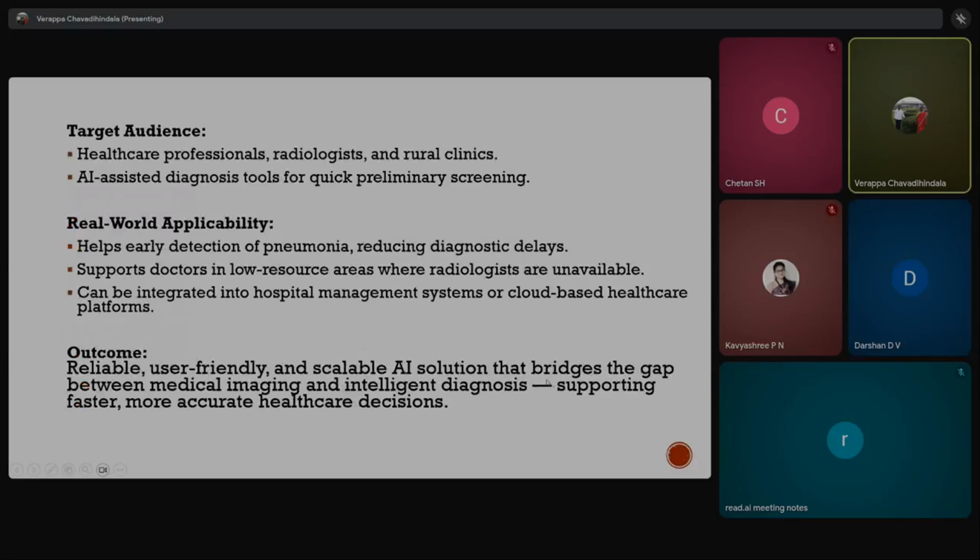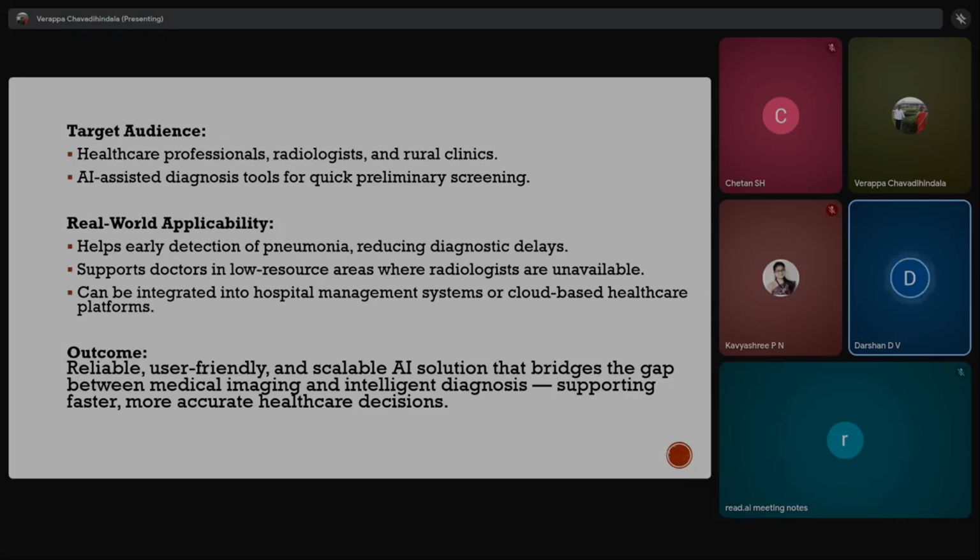The target audience for this project includes healthcare professionals, radiologists, and especially rural clinics where access to radiologists may be limited. This AI tool can help in quick preliminary screening of pneumonia cases. Real world applicability: it helps with early detection of pneumonia, reducing diagnostic delays, and can easily be integrated into a hospital management system or cloud platform.